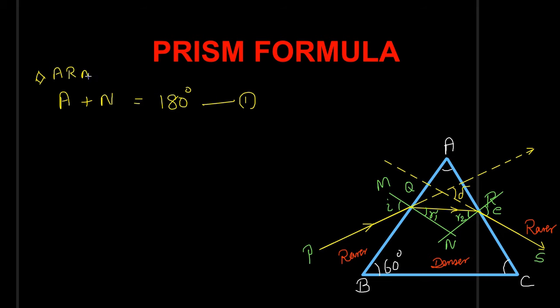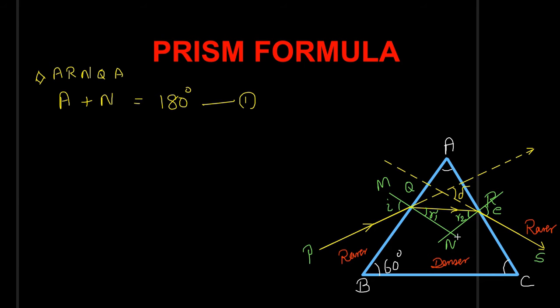R N Q A. Why is it called a cyclic quadrilateral? Because the sum of opposite angles must be 180 degrees. So A plus N is 180 degrees.